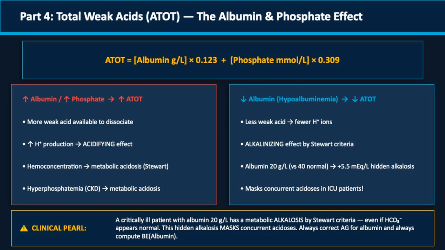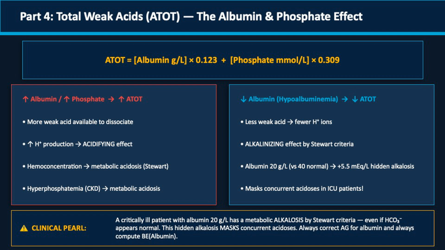pH looks like 7.38. You think, okay, what's wrong with that? Everything looks normal. But Stewart says the low albumin is creating a hidden metabolic alkalosis of 5.5 milliequivalents per liter. Without that hidden alkalosis, the pH would be significantly lower. The patient is much more acidotic than the numbers are showing.